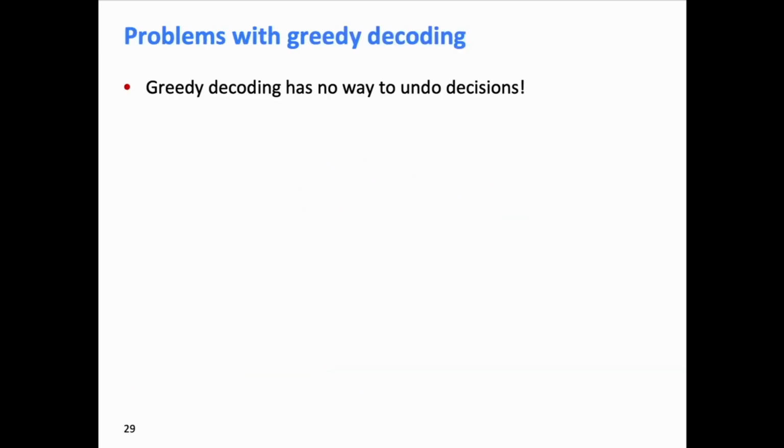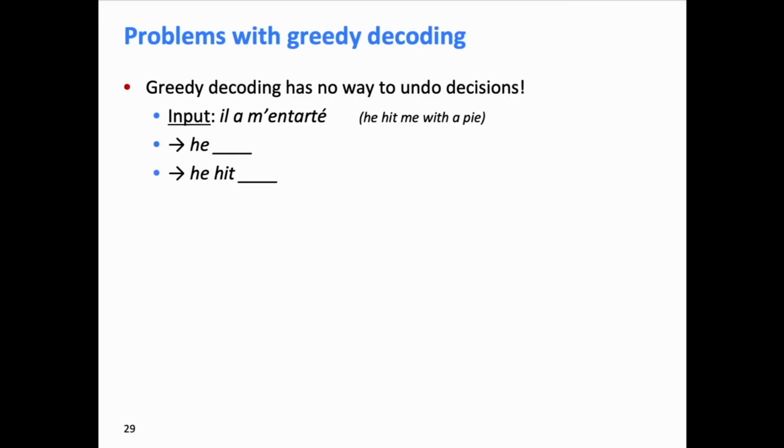So in practice, this might give you something like this. We're trying to translate our running example sentence, and let's suppose on the first step we say he, and then we say he hit, and then we say he hit a. Oh no, that wasn't right, that wasn't the best thing to choose, but we have no way to go back now, right? We just have to continue and try to make the best of it after saying he hit a, which isn't going to work out well. So that's the main problem with greedy decoding. There's no way to backtrack, no way to go back.